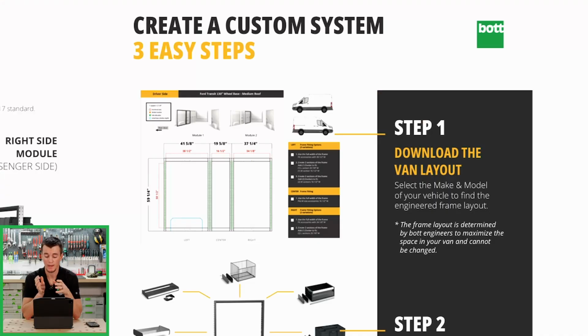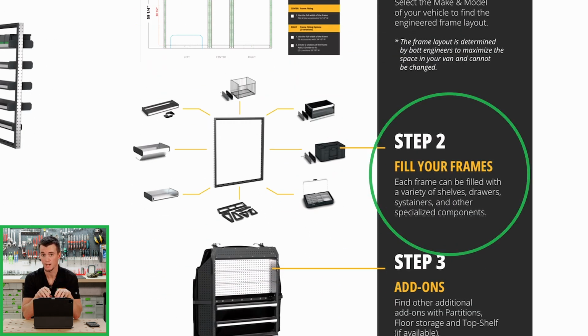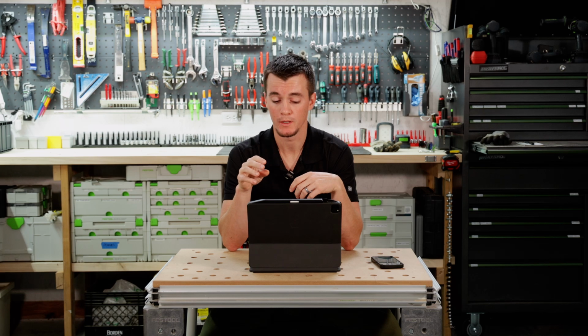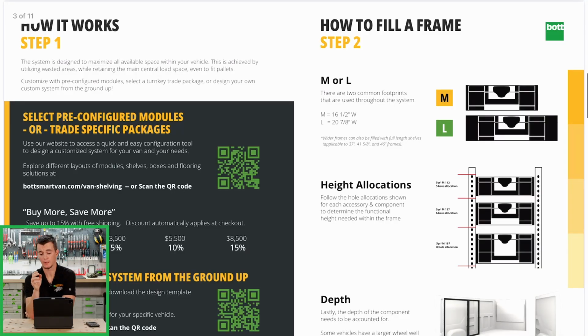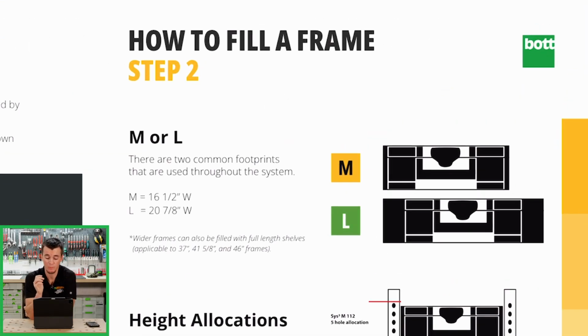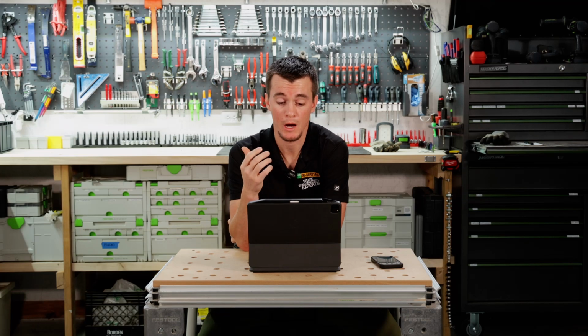So once you know the frame layout, then you can determine, using this guide, what is going to go inside the frames. And then you can proceed to decide what you want to put inside of those frames. Very important is going to be the height of all the different system components. We call it the functional height or the operational height.